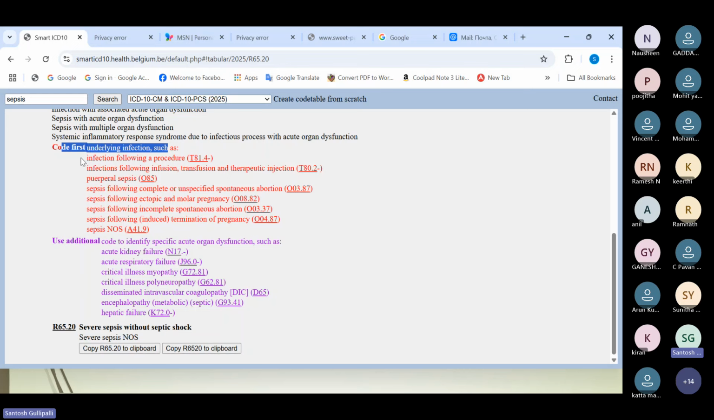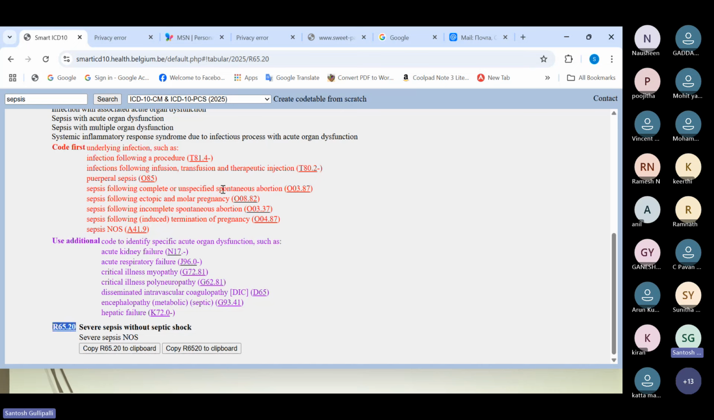In severe sepsis, the code first guideline means code first the underlying infection, such as infection following a procedure. Infection following a procedure means severe sepsis due to a procedure. For example, the patient had a hysterectomy 10 days ago, or an appendectomy 3 weeks ago, and is now admitted to the hospital because of sepsis. The underlying cause of sepsis is that surgery. At that time we can give the T81.4 series as the primary code, and give an additional code for severe sepsis, R65.20.